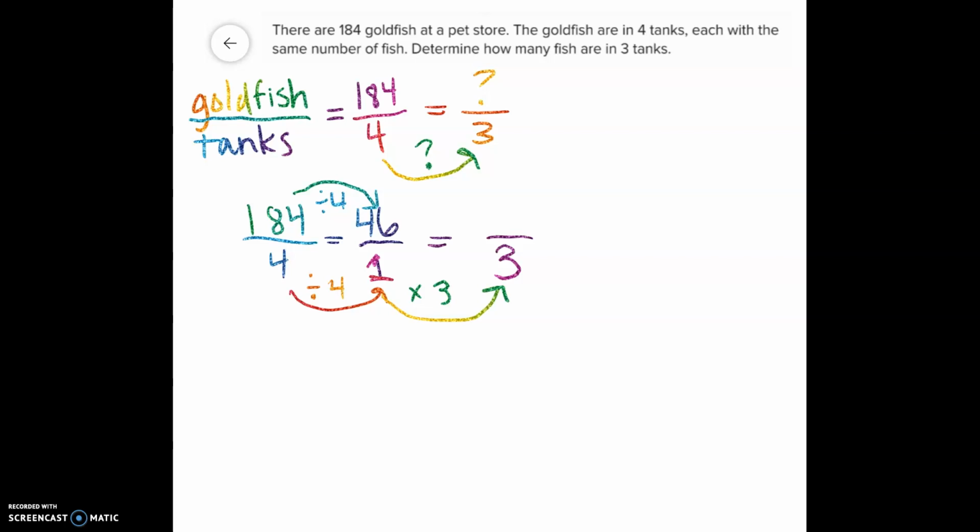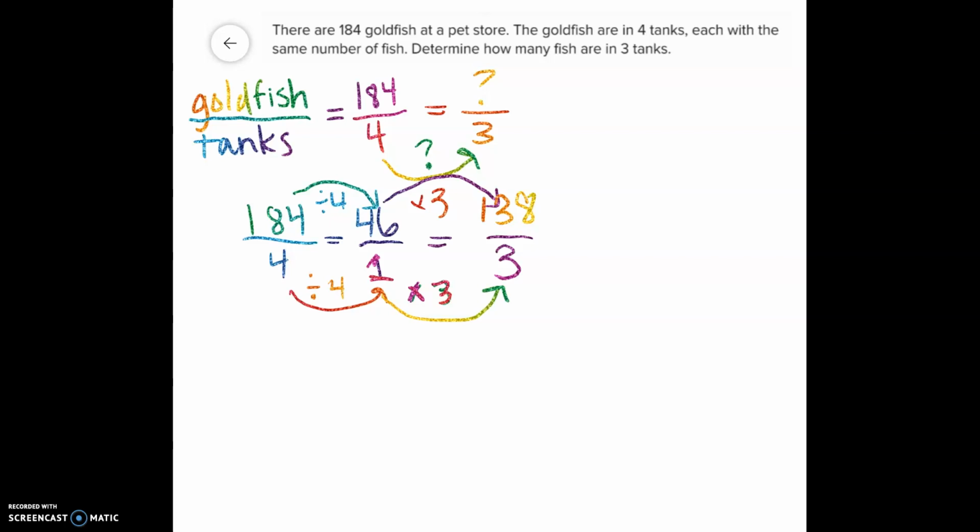And now I'm going to take that 46, and because down here I had to multiply by 3, I need to do the same thing up here. I'm going to times by 3, so I'm going to use my calculator again. 46 times 3 is 138.